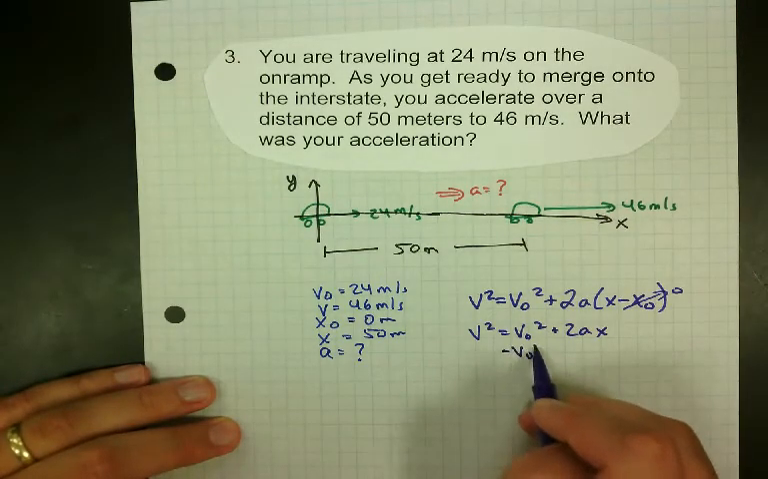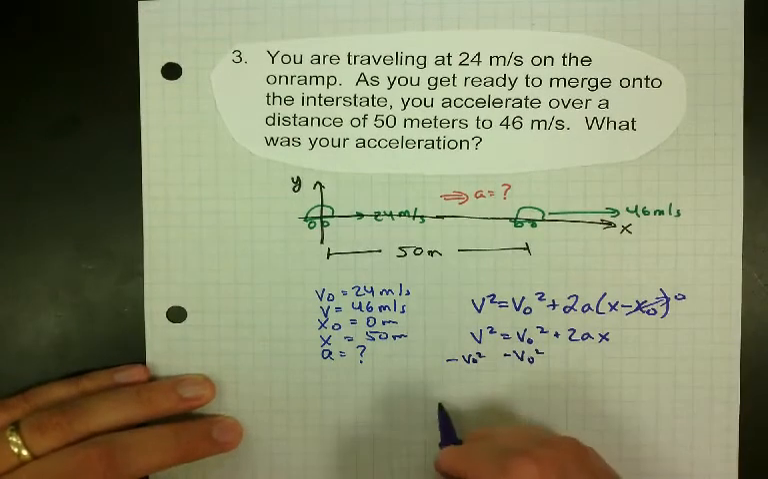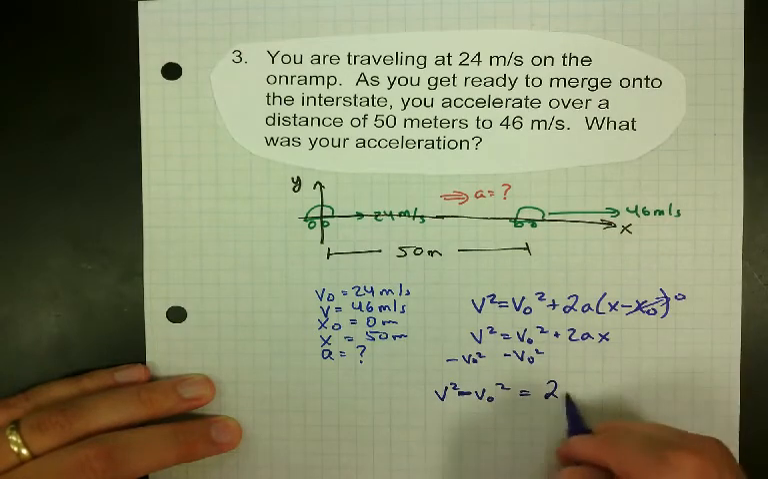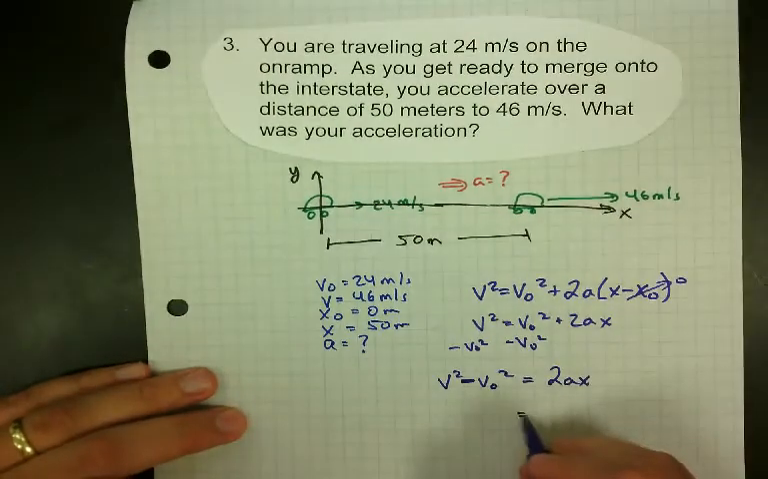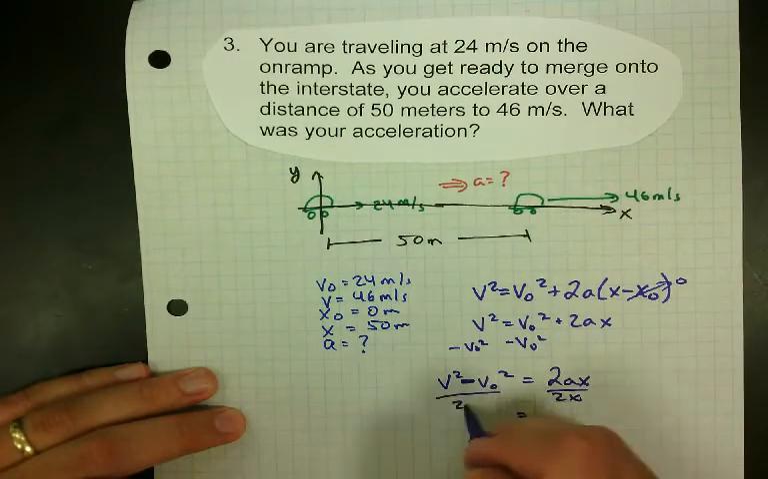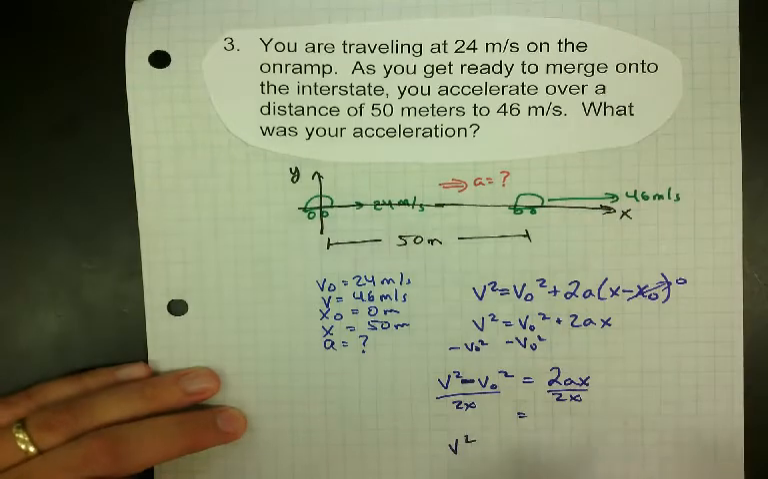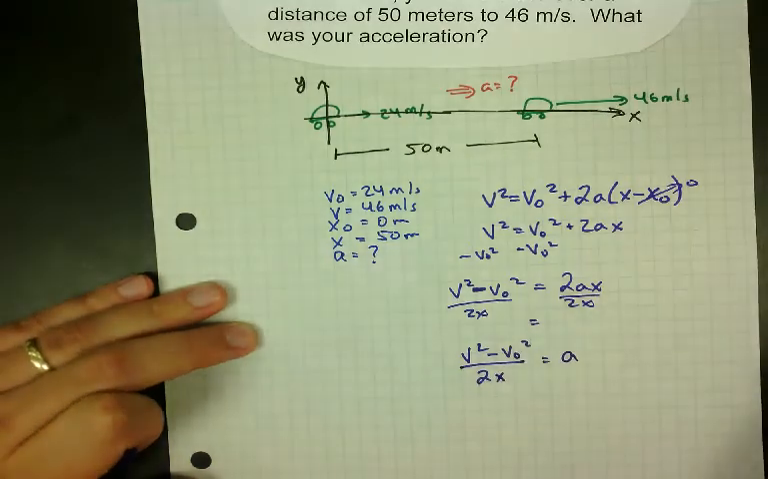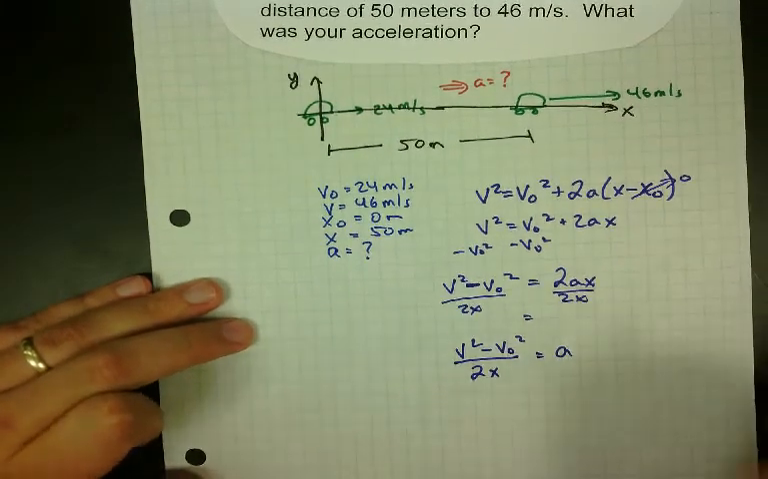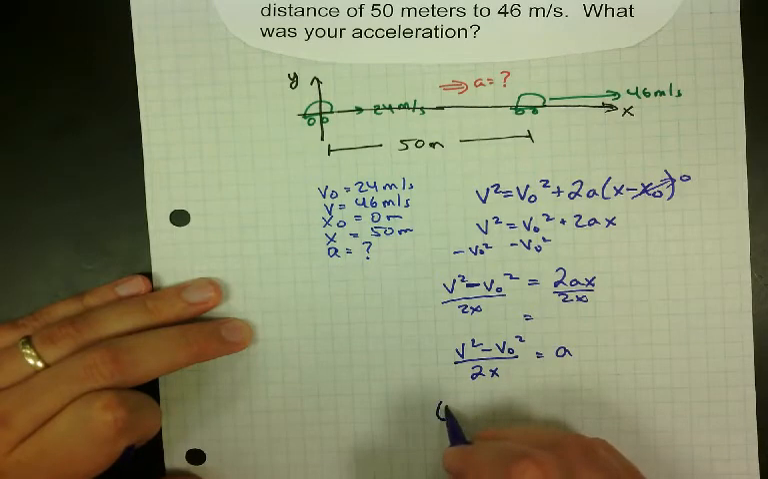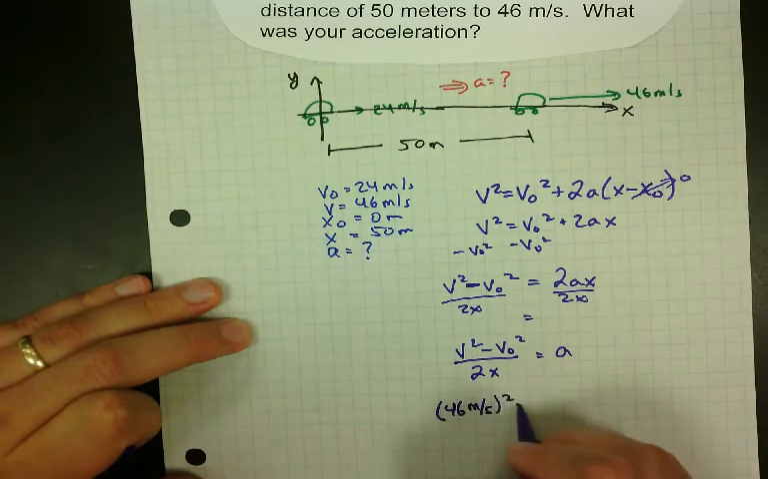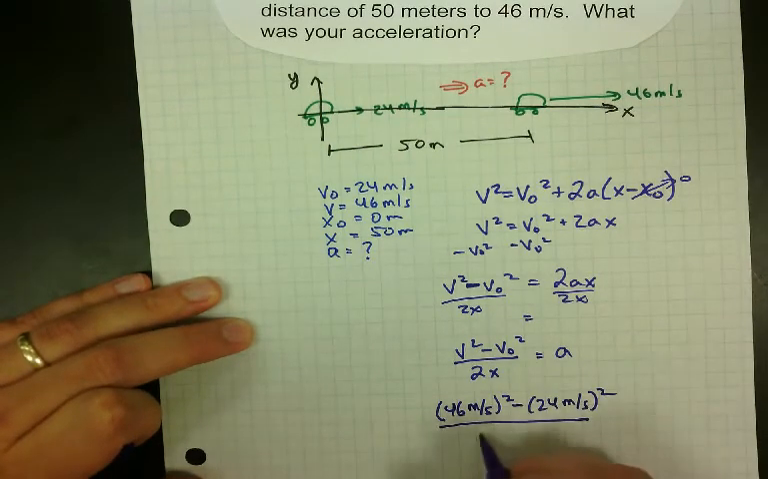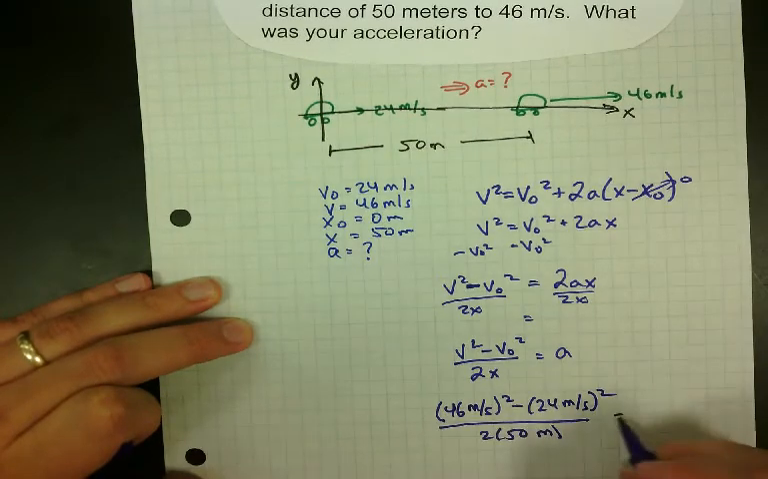You don't have to show all these steps, but I'm going to. So I'm going to subtract the v naught squared from both sides. So I've got v squared minus v naught squared equals, what's left over here? 2ax. And then I've got to divide by my 2 and my x on both sides. So I'm left with v squared minus v naught squared over 2x equals a. Alright, let's try it. So we've got 46 meters per second squared minus 24 meters per second squared divided by 2 times 50 meters equals a.